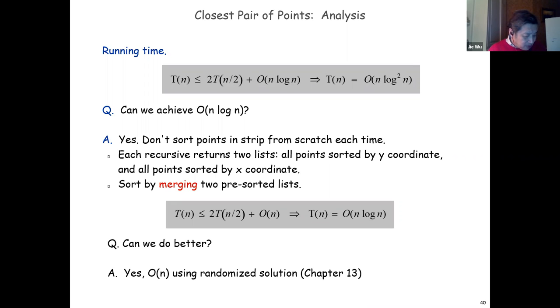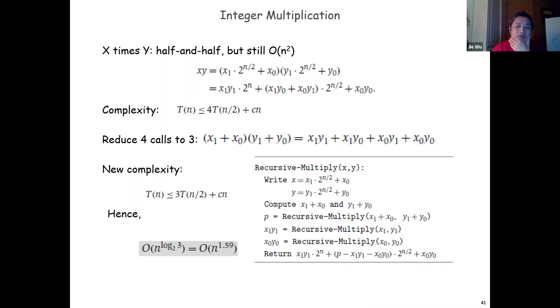There are a couple more problems in the book, so we don't have time to go through all of them. Okay, let's look at one more, which I just added. It's really interesting and very surprising to you. It's integer multiplication, and you probably didn't realize that there is a faster way to do multiplication.